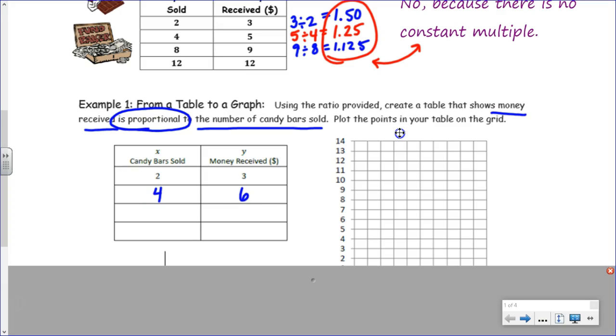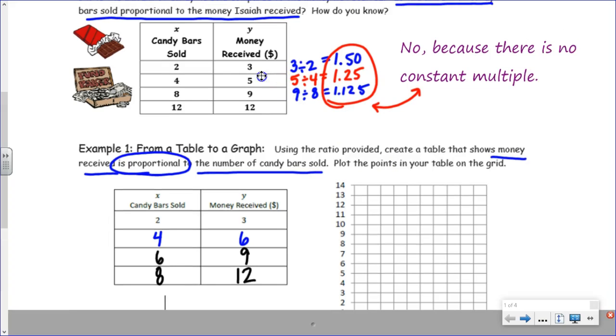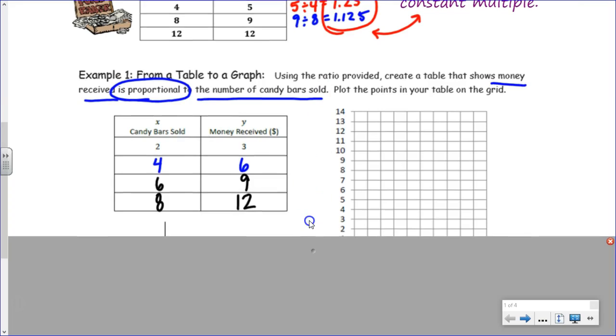But we want to keep going, so now we can do 2 times 3 is 6, and 3 times 3 is 9. And again, you can multiply again. This time we can multiply the original by 4, so 2 times 4 is 8, and 3 times 4 is 12. Now, if you noticed up in the opening exercise, when we did the money divided by the candy bars, we were getting different numbers. This time, we will get the same number because 3 divided by 2 is equal to 6 divided by 4, which is 9 divided by 6, and 12 divided by 8. They all equal the same thing.